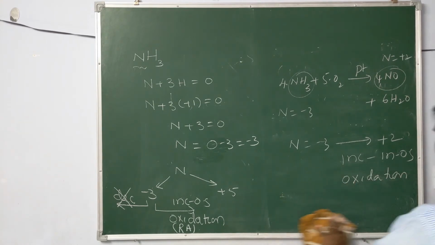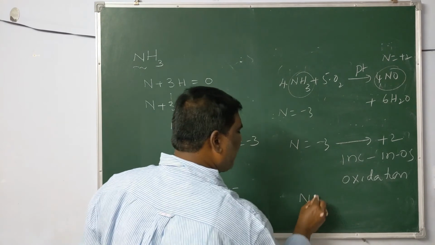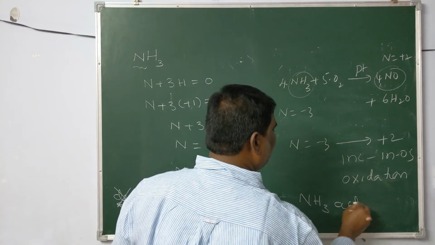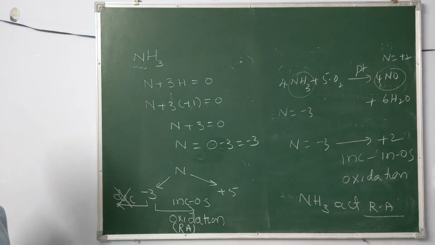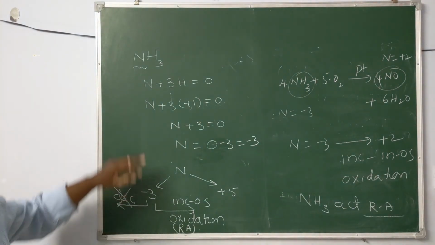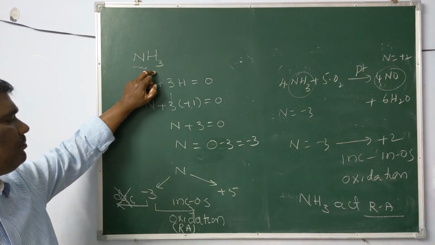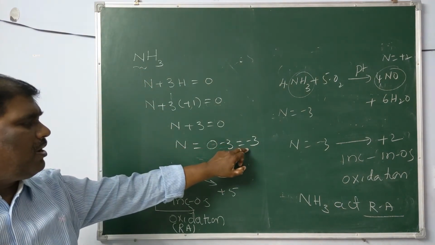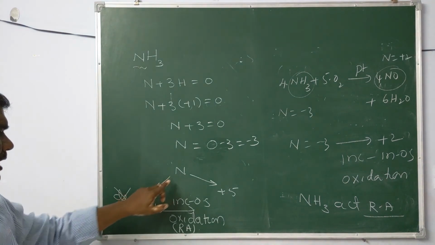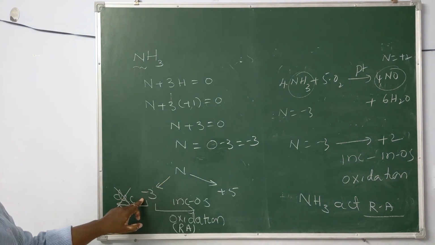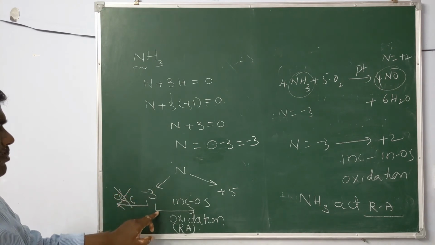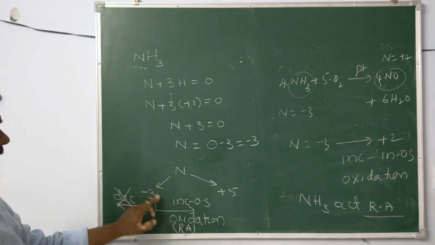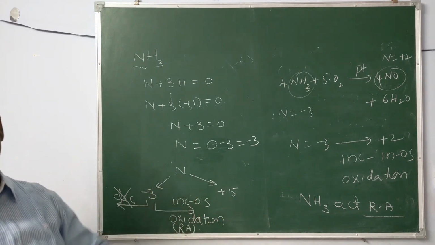So this is oxidation reaction. Thus NH3 acts as reducing agent, only reducing agent. I repeat once again. In ammonia, nitrogen has -3 oxidation state. This is the least oxidation state for nitrogen. There is no possibility to decrease further, only one possibility to increase. That means it has to undergo oxidation and it acts as reducing agent.